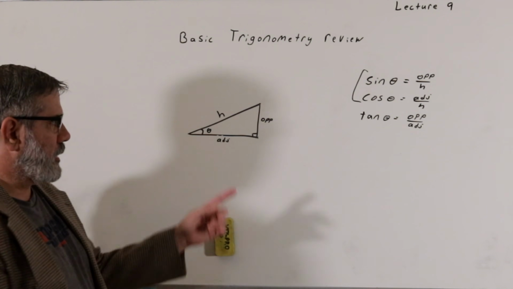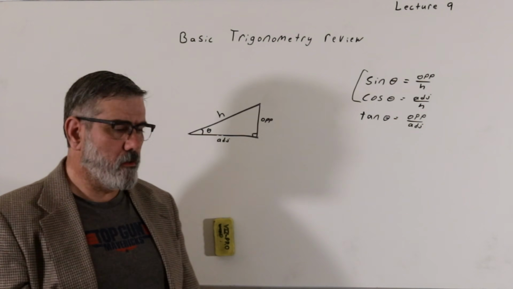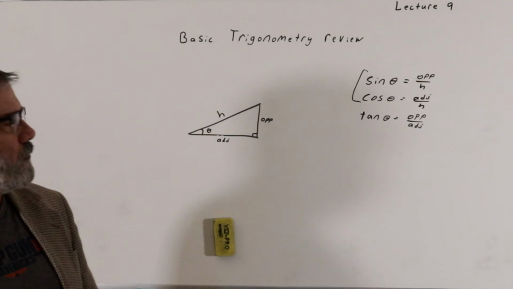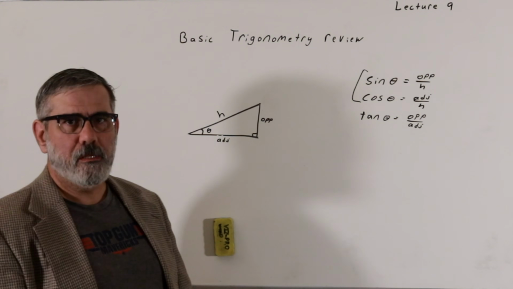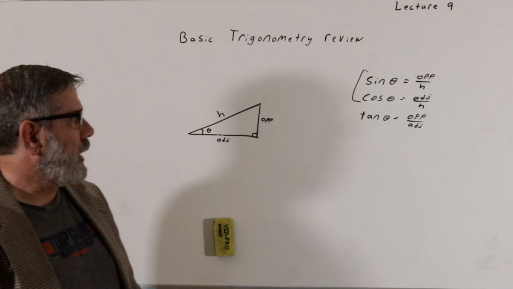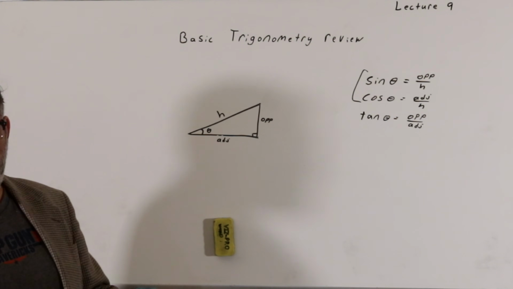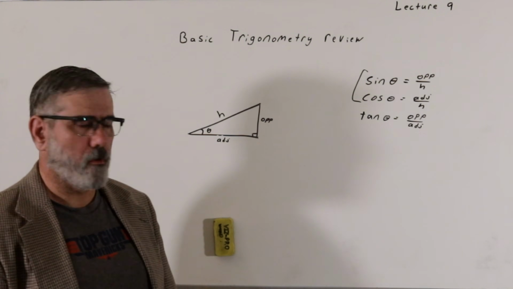The evaluation of these, you can look up in a table, or you can use a scientific calculator to find the values for it. So if I were to type in, say, the sine of 45 degrees, my calculator would spit out for me the decimal equivalent of the square root of 2 over 2, for example.